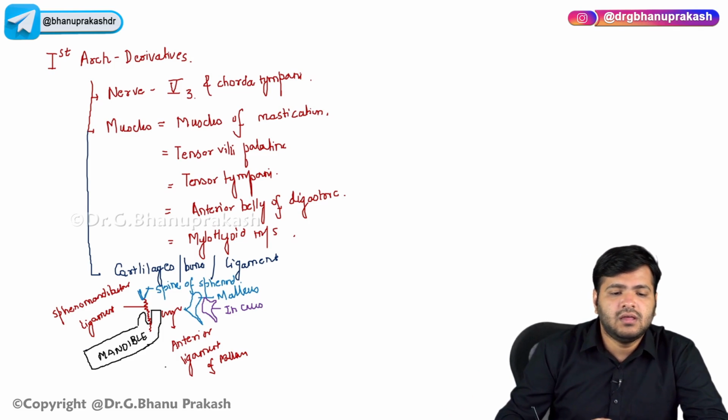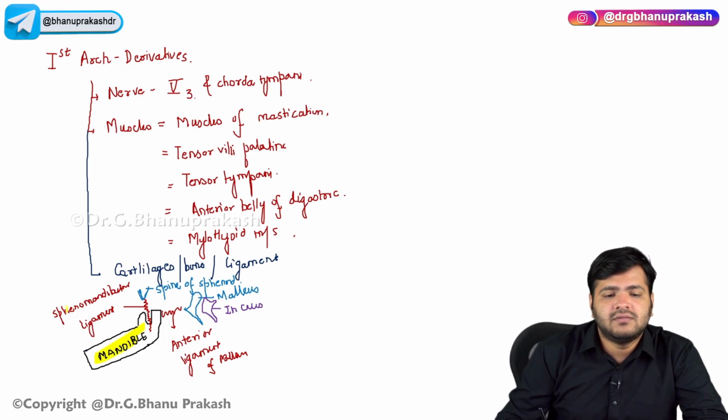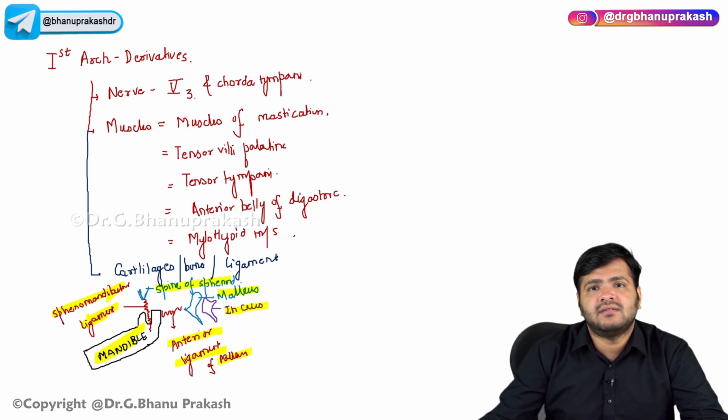Mandible. Okay, so let us remember this. The mandible, the sphenomandibular ligament, the spine of the sphenoid, malleus, incus, and anterior ligament of the malleus.